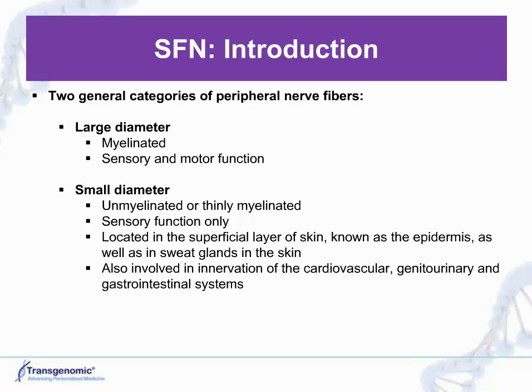These are myelinated nerve fibers that subserve both sensory and motor function. So neuropathies in those categories of nerves can cause sensory abnormalities as well as potentially weakness. The small diameter nerve fibers are either unmyelinated or thinly myelinated and are responsible for sensory modalities only. These nerve fibers are located in the superficial layer of the skin, known as the epidermis, as well as in the sweat glands of the skin. And also these nerves are involved in innervation of the cardiovascular, genitourinary, and gastrointestinal systems.